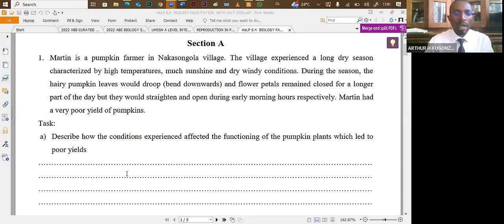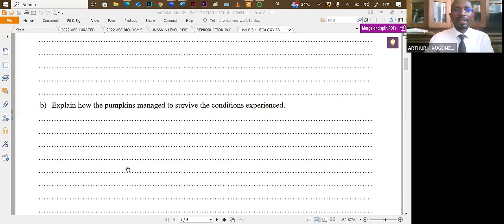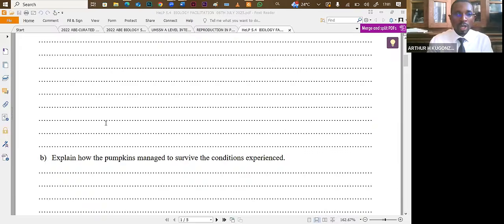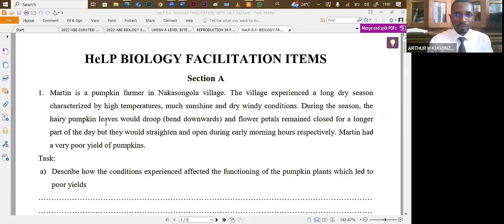Okay. Now, let us look at the second task. The second task is saying, explain how the pumpkins managed to survive the conditions. Now, remember too that for any task, ask yourself, what does this task want? That's the question. Now, this task wants us to explain how did this pumpkin manage to survive? And where are we going to get the answers from? Go back in the scenario. Read from the first word. And when you find what you want, you note it down.